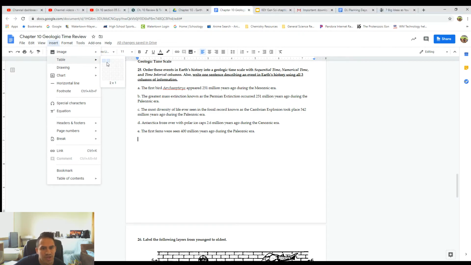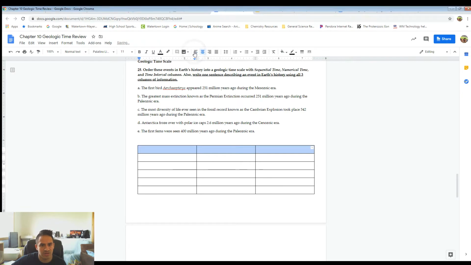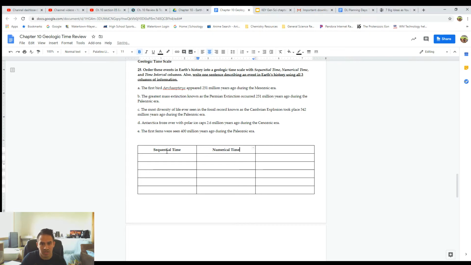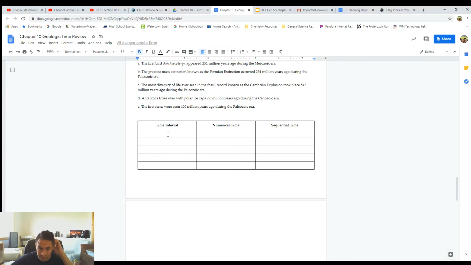So we're going to make a table that is 3 by 6. Bam, like this. Let's hit center and bold. Oh, actually, sorry. We want to do time interval over here. Time interval, numerical time, and we want to have sequential time. Again, this is something we would have done in class, but we're doing it here.